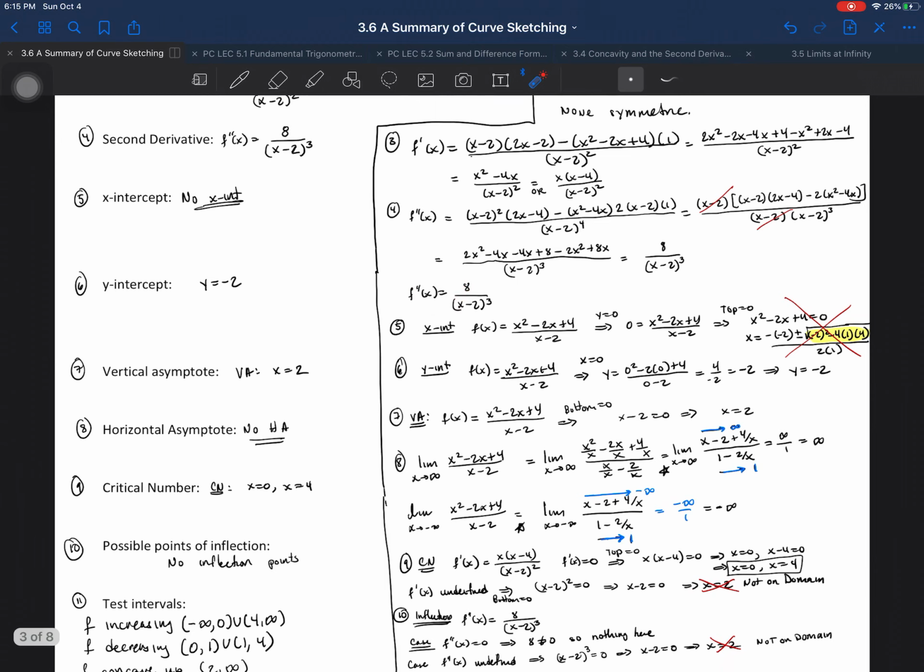All right, simple. It looks pretty simple, right? Compared to what we started from. Who would think that, right? All right, so there's our second derivative.